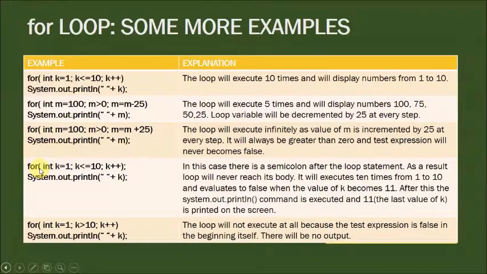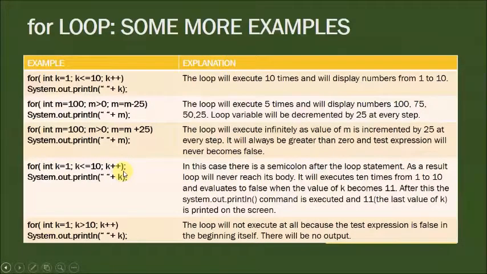Now the next statement is for (int k = 1; k <= 10; k++); please note this semicolon. Then System.out.println("" + k). So this is exactly similar to example number 1, except that we are putting a semicolon after the for statement. If we put the semicolon after the loop statement, the loop will never reach its body.